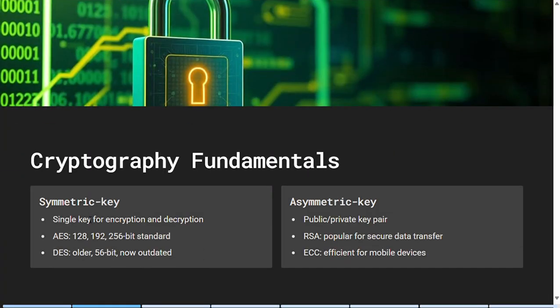There are two fundamentals, that is symmetric key and asymmetric key. What is symmetric key? Symmetric key uses the same key for both encryption and decryption. The examples for symmetric key are AES and DES. What is AES? AES stands for Advanced Encryption Standard and DES stands for Data Encryption Standard.